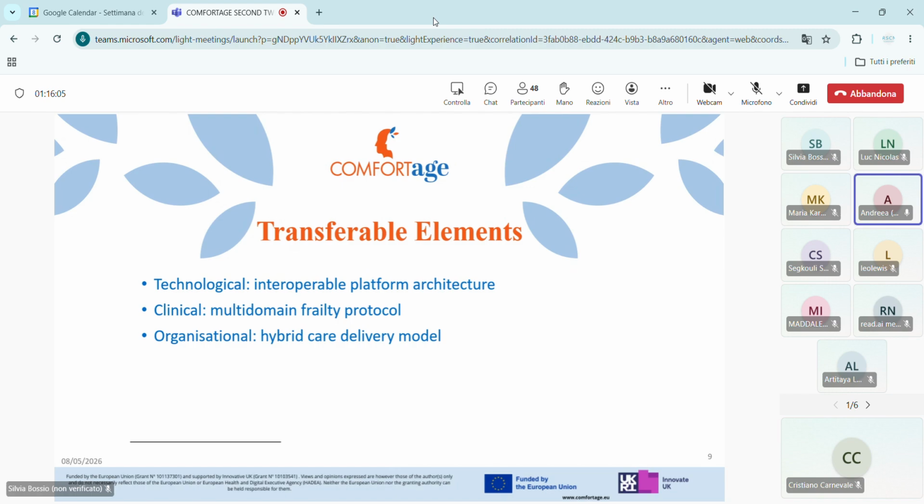So beyond its immediate outcomes, Pilot 9 is designed with transferability in mind. The platform architecture is interoperable. The clinical protocol spans several domains of frailty, and the care delivery model is hybrid, which makes all three elements adaptable to different healthcare systems and contexts. Next slide, please.